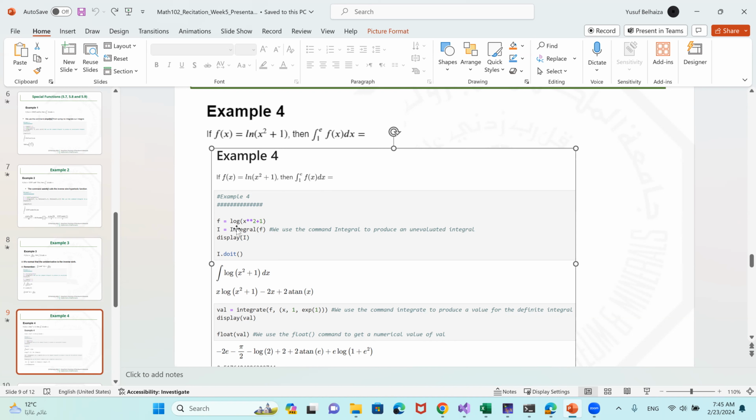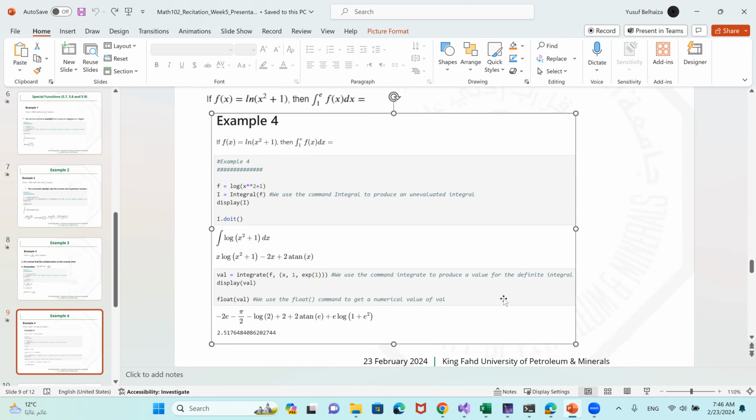Notice the difference between Integral with a capital I as a command and integrate, which will give you a value for your integration. Okay, so that's very important to understand. The result of the integration here is assigned to the variable val, and we'll display val. You'll see that it doesn't look like a numerical value at all. It contains pi, e, ln of 2, arctan of e, ln of 1 plus e squared.